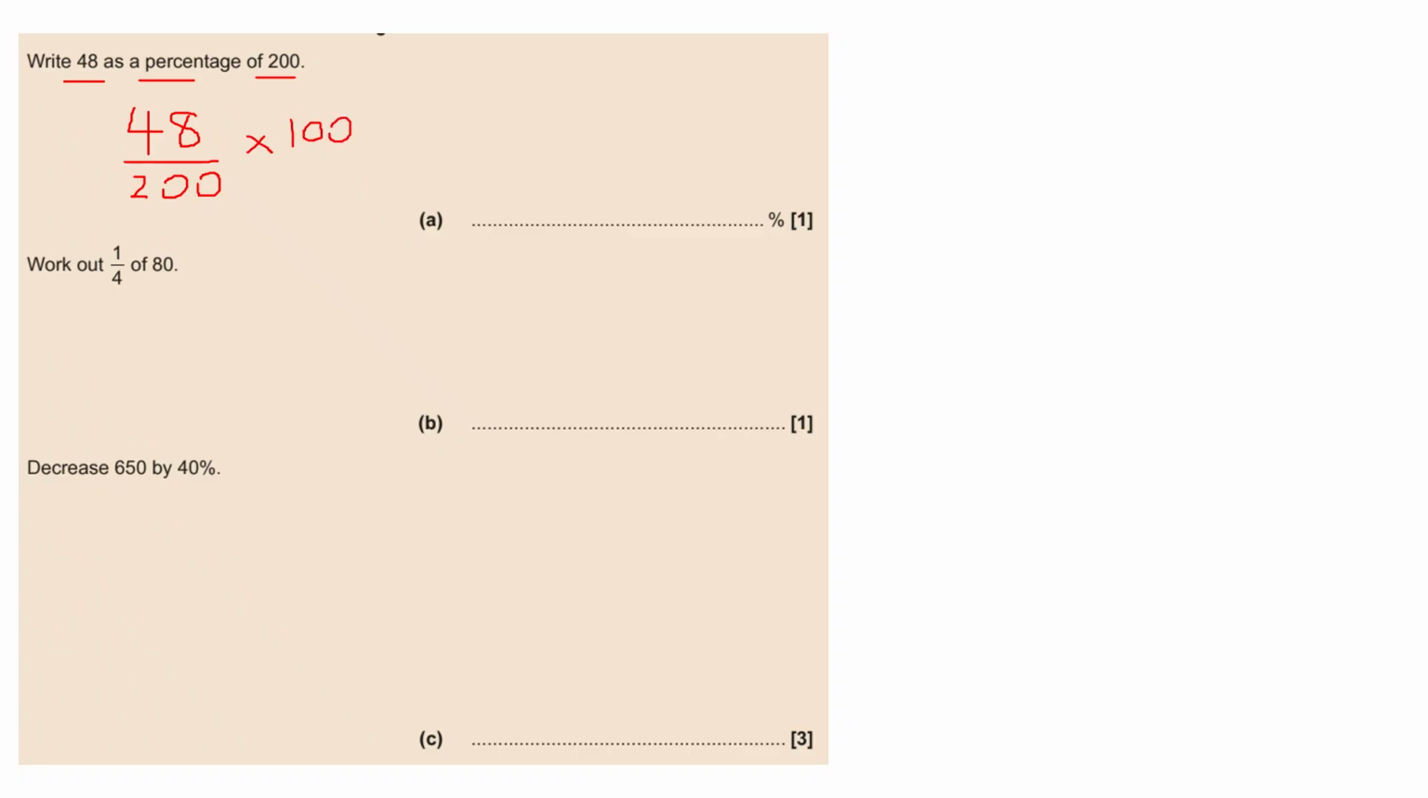Or if I find it a bit too difficult to work out, I can simplify the fraction 48 over 200 by dividing top and bottom by 2. Then I get 24 out of 100, or 24 hundredths, and I can just say that that is 24%, because percent or percentage means out of 100. Cent means 100. Think about the word century or centurion, these involve hundreds of years.